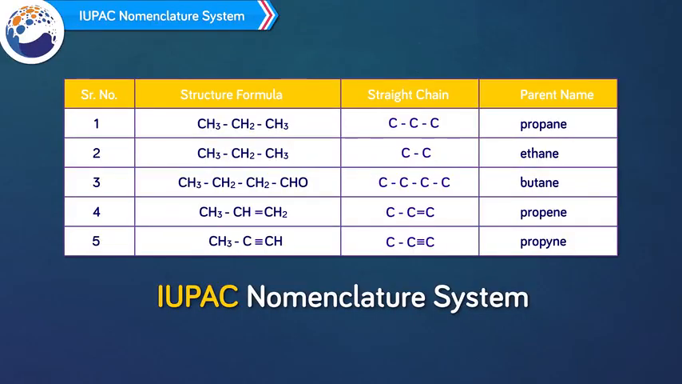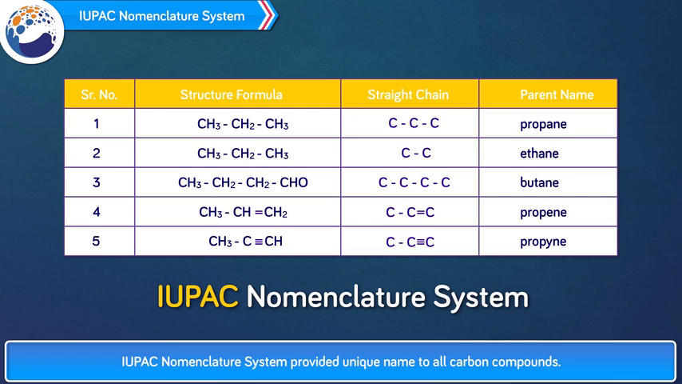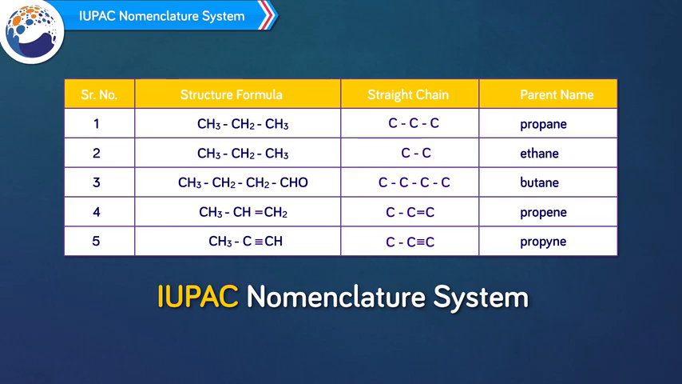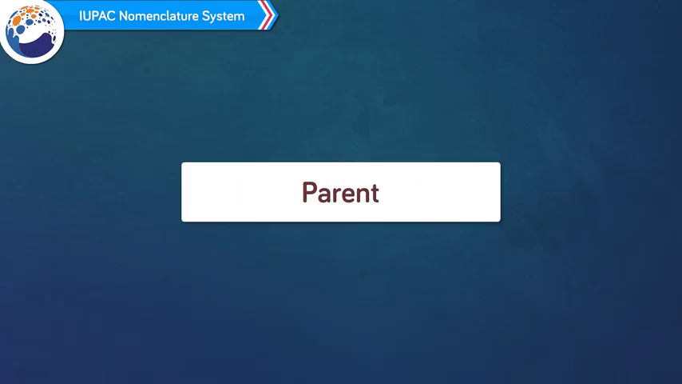IUPAC nomenclature system. The International Union of Pure and Applied Chemistry, IUPAC, put forth a nomenclature system based on the structure of the compounds. The IUPAC nomenclature system provided a unique name to all carbon compounds. Let's see how some straight chain compounds containing one functional group are given IUPAC names. There are 3 units in the IUPAC name of any carbon compound: parent, suffix, and prefix. The steps in the IUPAC nomenclature of straight chain compounds are as follows.